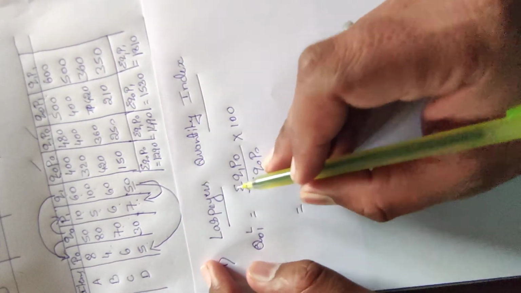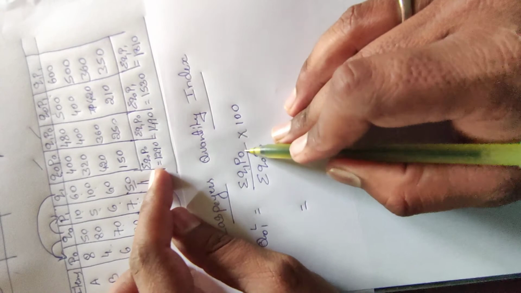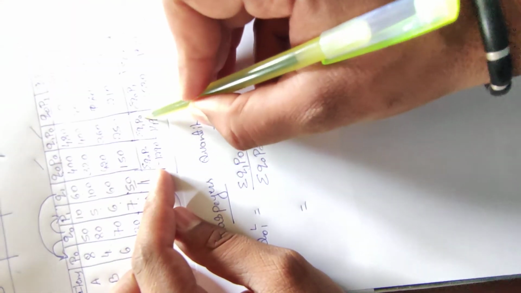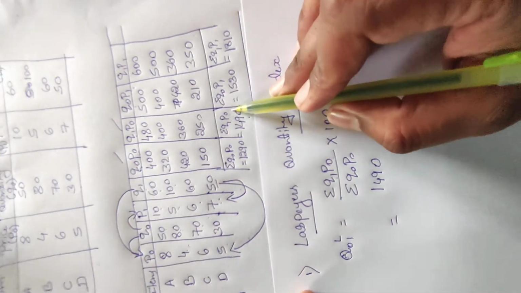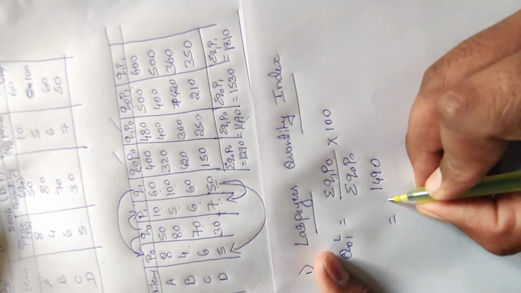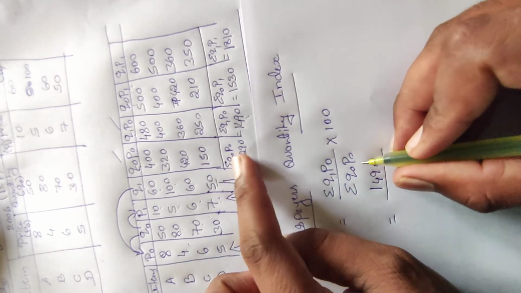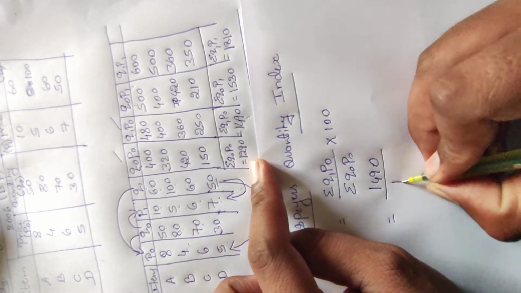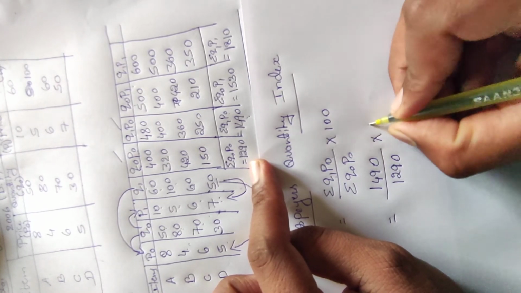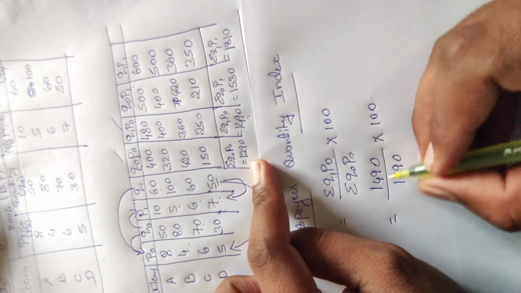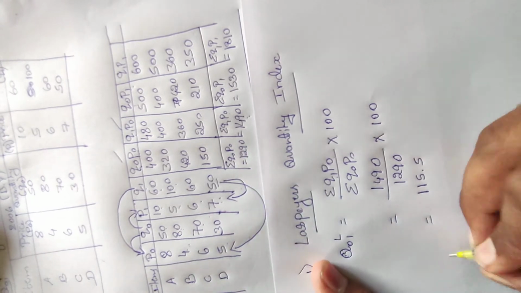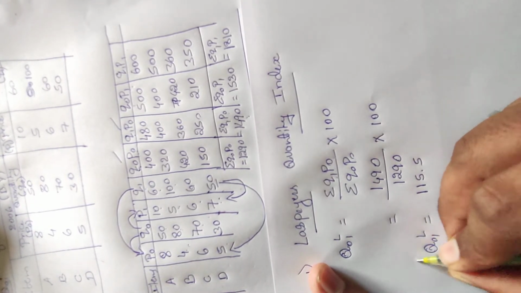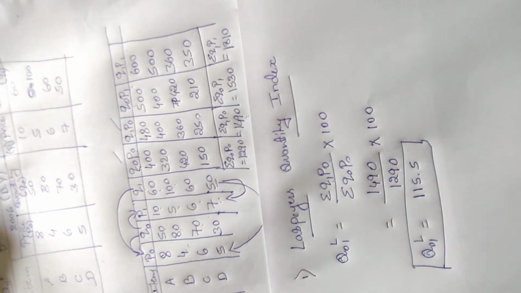First, we should identify the values: summation of Q1 P0 and summation of Q0 P0. The value is 1490. Here we already solved in the table, right? So in the table we get the value 1490 divided by summation of Q0 P0, which is 1290, into 100. If we simplify this, we will get the answer 115.5. That's the final answer for the Laspeyres quantity index number.